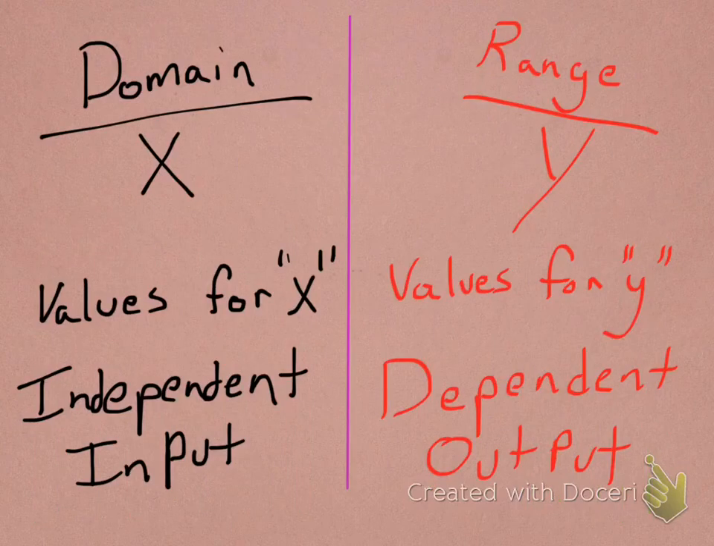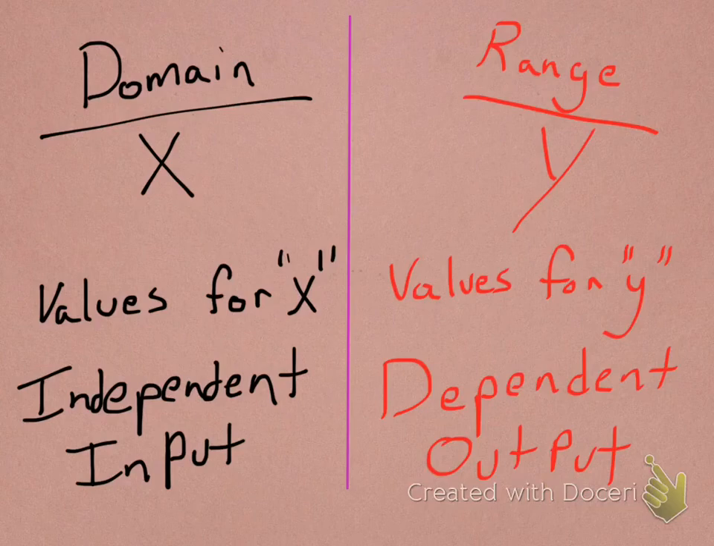All right, a couple more things we have to talk about. Domain and range. Domain is x. Values for x are independent and they're the input value. So remember that. Domain goes with x. They're independent and they're the input. Range is y. Values for y. They're dependent and they're the output.